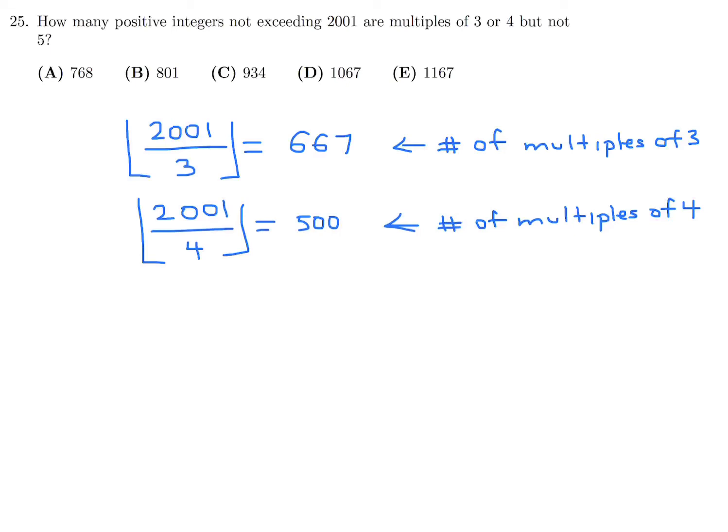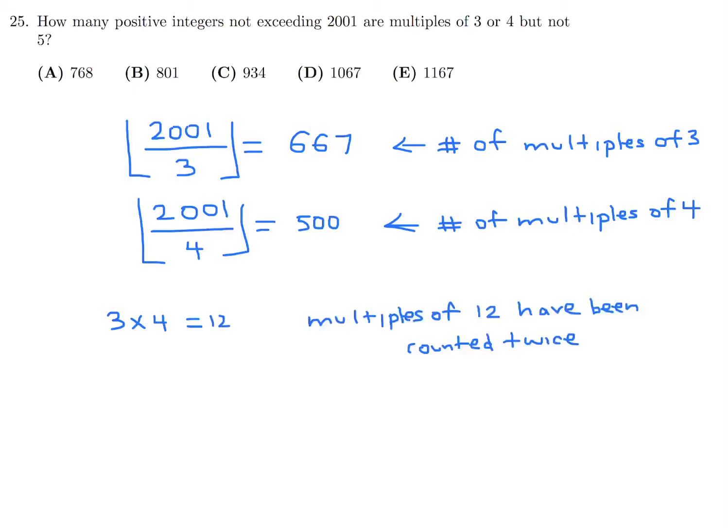But there's a problem: we have counted a few of these twice. Which ones? Multiples of 3 times 4, which is 12. Multiples of 12 have been counted twice. So how many multiples of 12 are there, first of all? Well, same kind of scenario: 2001 divided by 12, and you take the integer value that's closest to that, and that is 166.